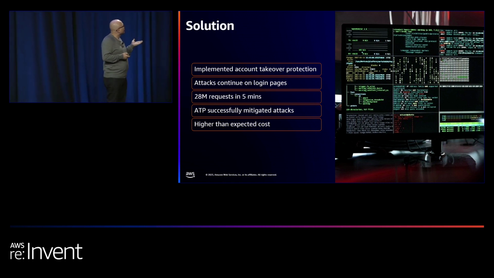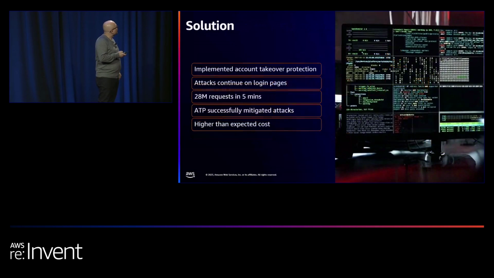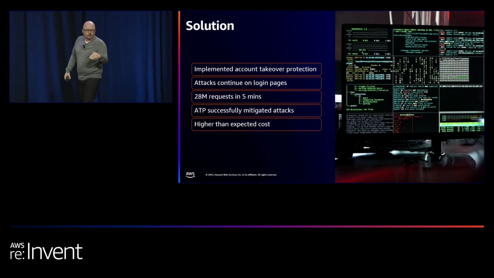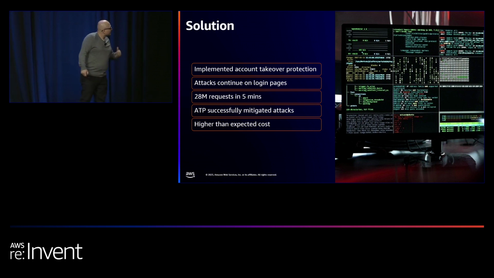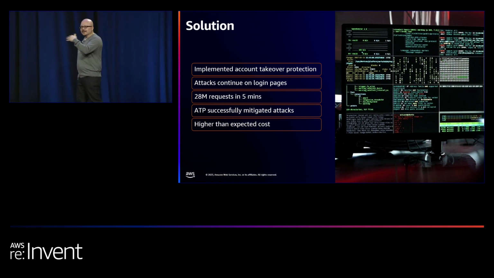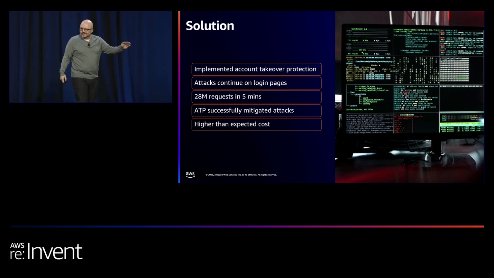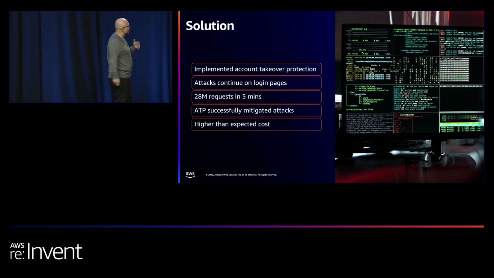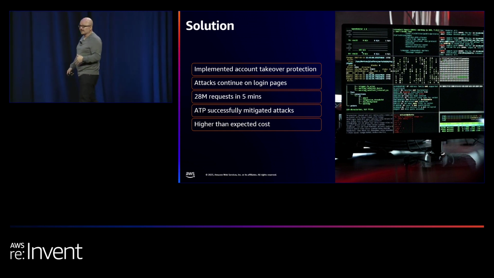It was effective, which is great, but they were getting, actually, let's go back. They were getting an awful lot of requests. They were getting 28 million requests in 5 minutes. It was sort of nutty. And so what was happening is we would mitigate the attack, but then we had to issue an awful lot of challenges and get an awful lot of responses back, which turns out it cost them more money than they were expecting. It was actually a higher rate than we had expected for account takeover protection.